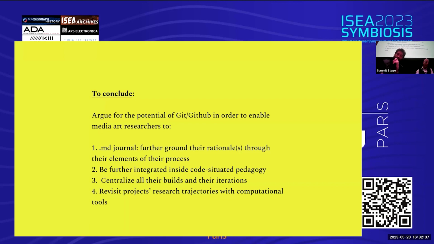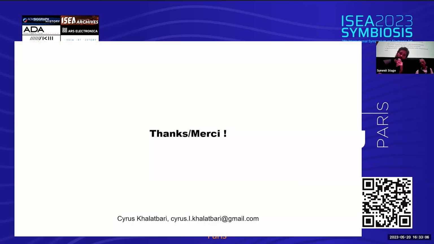Then third, with the use of GitHub Pages, to centralize design builds when they are at their iterative stages and to embed them through Markdown files inside the GitHub platform. And then fourth and last, to revisit the trajectories of the process through the use of computational tools and methods. Thanks.